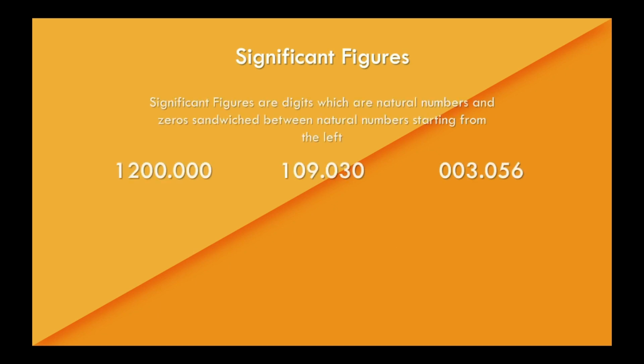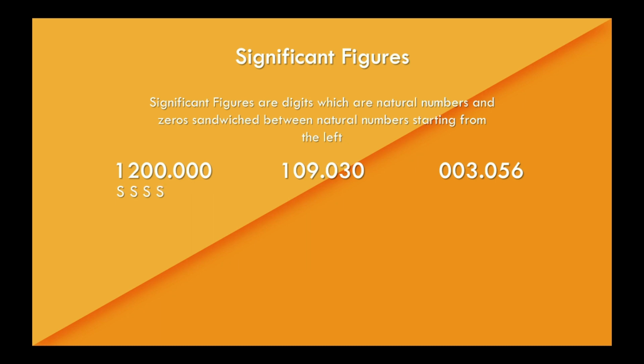Now we can take a look at significant figures. Significant figures are considered as natural numbers and zeros that are between 2 natural numbers. In this example, we can try to find out which of these figures are significant. Starting with the first example of 1200.000, we see that our first digit on the left is 1, which is a natural number, meaning it is significant. You have 2 and 2 more zeros, which are also significant.